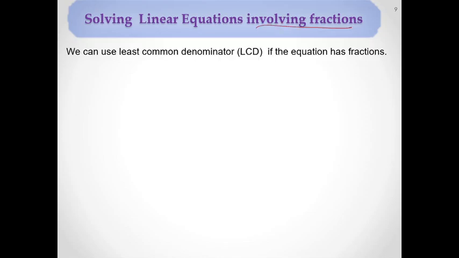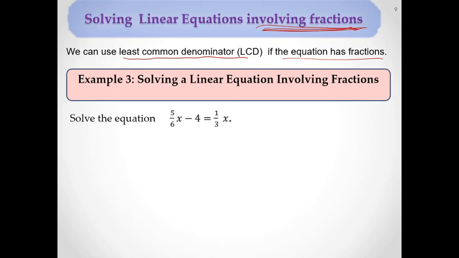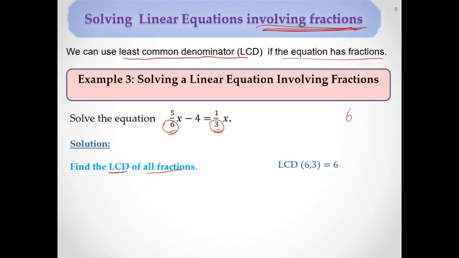Okay, some equations will involve fractions. In solving this type of linear equations, you can use the least common denominator if the equation has fractions. It has some good advantages. For example, you have 6 and 3, and you don't want to deal with the 6 and 3. What should you do? Okay, first find the LCD, least common denominator of all fractions. So here it is 6. You remember that, I guess, 6 equals 2 times 3, and 3 is just 3.